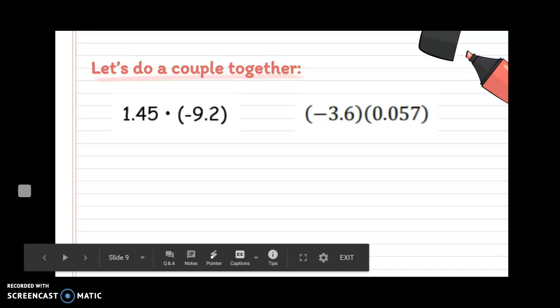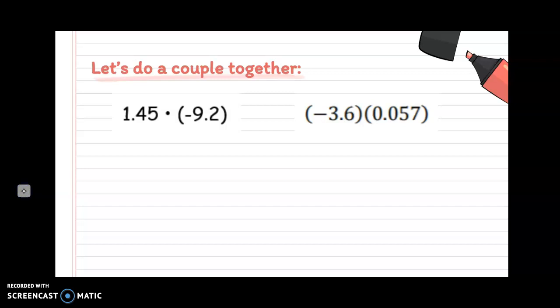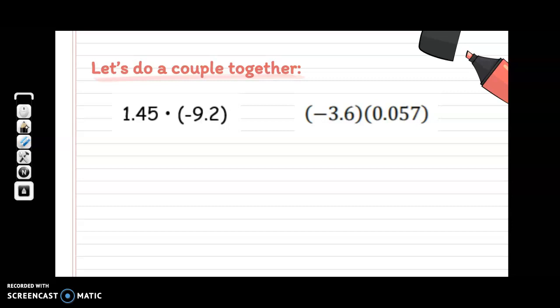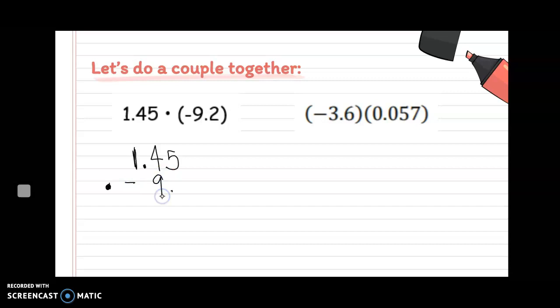So we're going to do a couple together. We have 1 and 45 hundredths times negative 9 and 2 tenths. The first thing we're going to do is rewrite this like it's a regular multiplication problem, times negative 9 and 2 tenths. You just rewrite it as though there's no decimal in the problem. And then we're going to multiply.